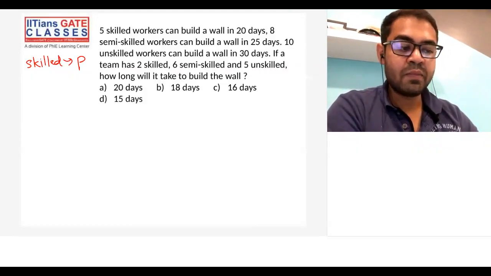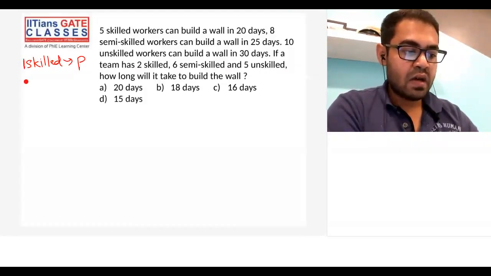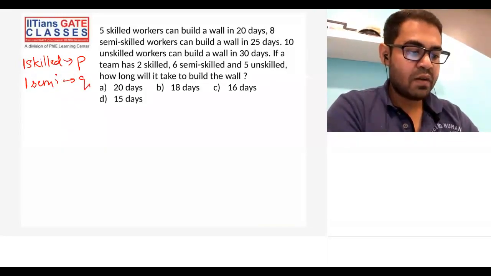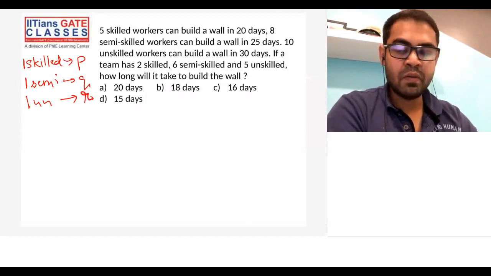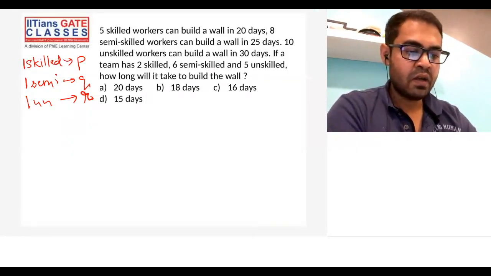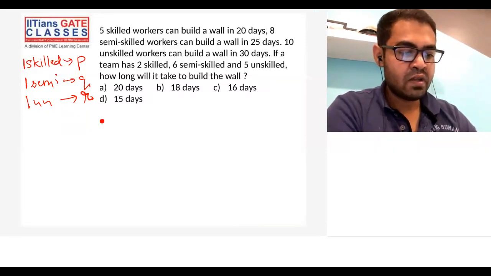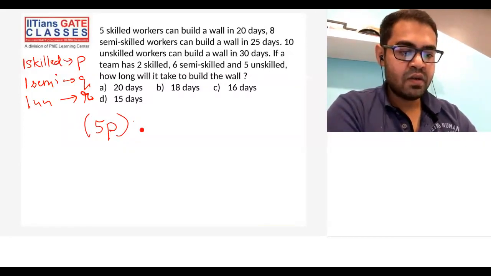The effort applied by one skilled worker is P. Effort applied by one semi-skilled, I am representing by Q. Effort applied by one unskilled, I am representing by R. So the first statement is five skilled workers can build a wall in 20 days. So 5 times P, 5 skilled workers working for 20 days can build the wall.